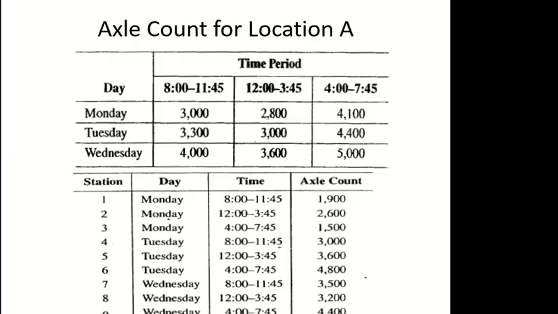So what they have done is summarized in these two tables. The first one gives you the count for location A, and the second one gives you the count for the remaining 9 locations. And the count is done in 3 days, and you can see they have done the counting for 3 hours 45 minutes, then a 15-minute gap, and then another 3 hours 45 minutes, and so on and so forth.